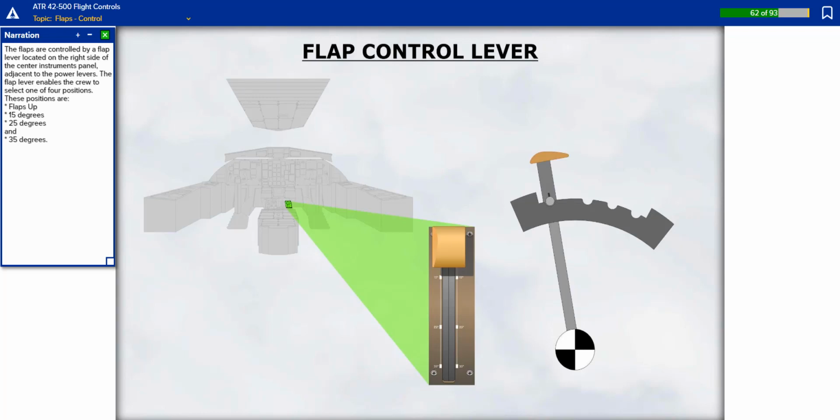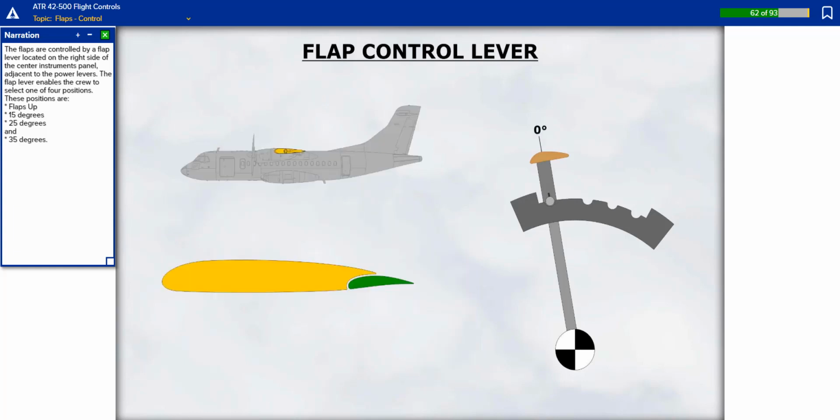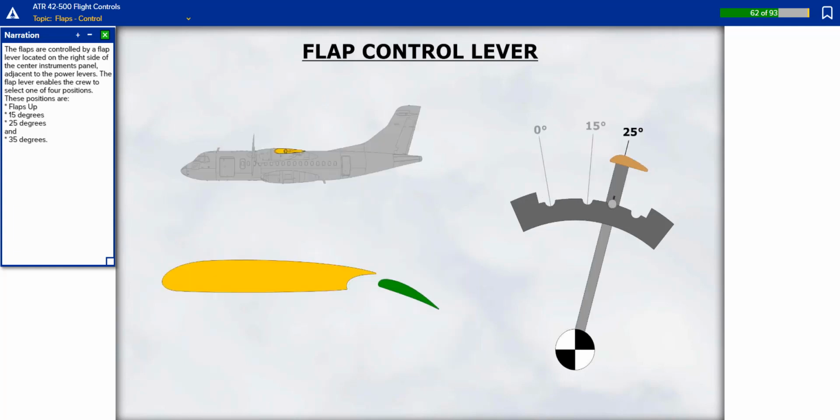The flaps are controlled by a flap lever located on the right side of the center instrument panel, adjacent to the power levers. The flap lever enables the crew to select one of 4 positions. These positions are flaps up, 15 degrees, 25 degrees, and 35 degrees.